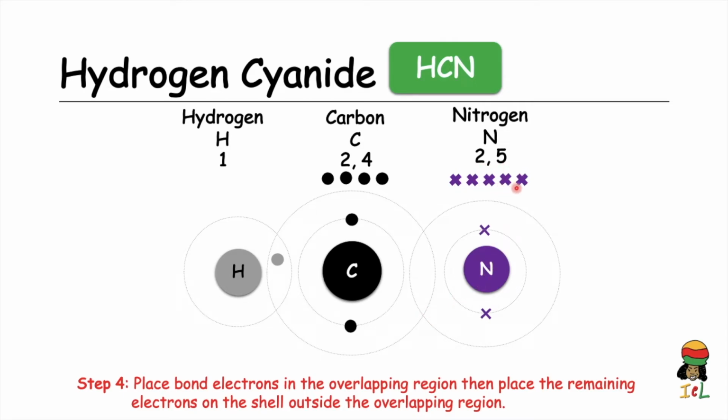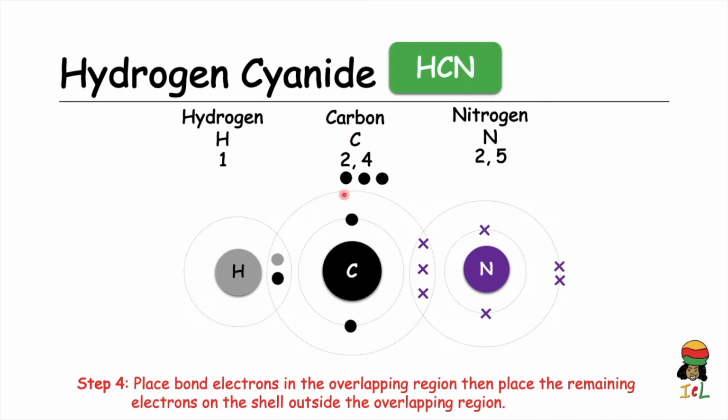Nitrogen has 5 electrons on the last shell. We know that last shell is the second shell, therefore, it will need 3 more electrons in order to make the maximum of 8. So nitrogen will share 3 of its 5 electrons with carbon. After sharing 3 of its 5 electrons, nitrogen has 2 electrons remaining, which are placed on the shell outside of the overlapping region.